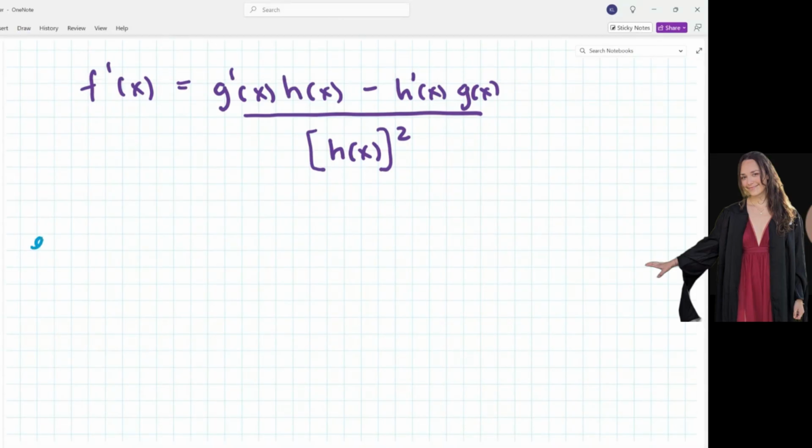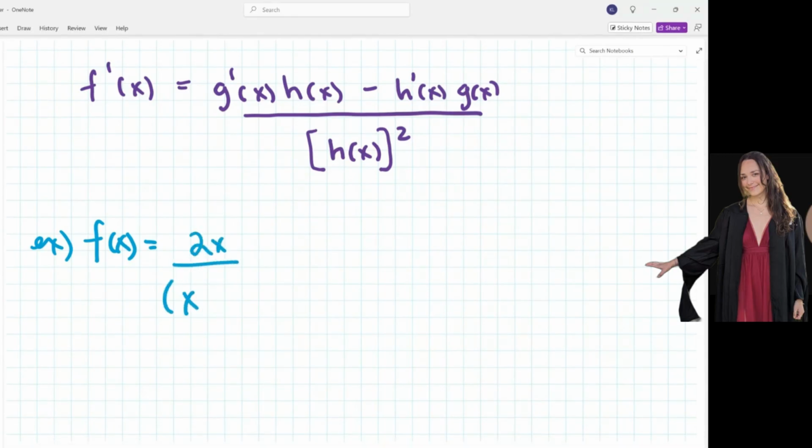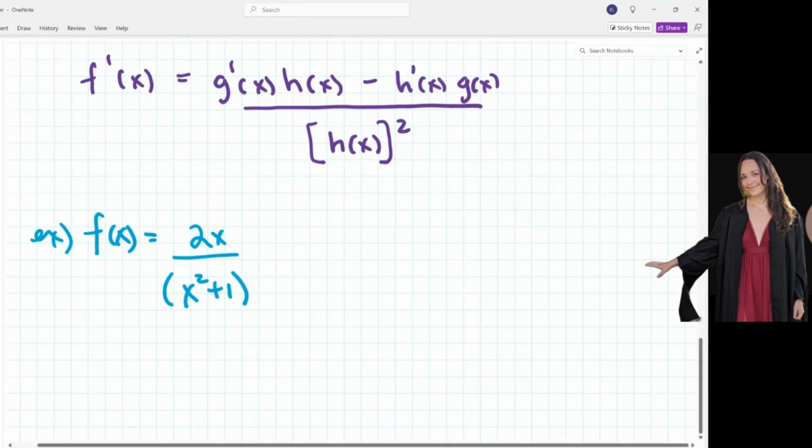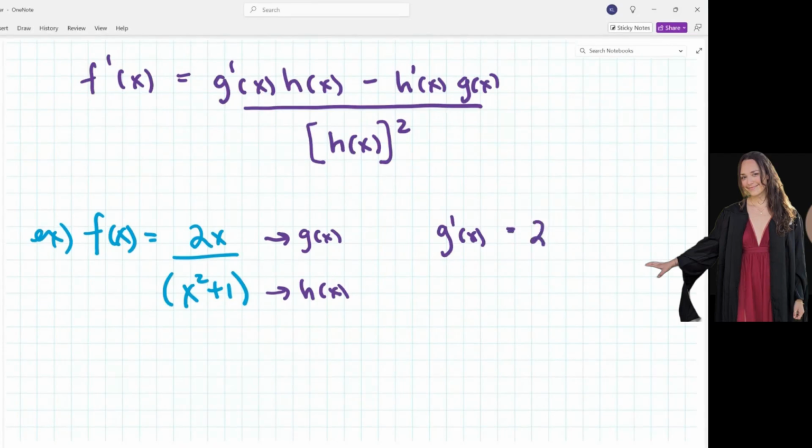So here, in this example, we have that f of x equals 2x over x squared plus 1. Now we'll do something similar. We can define that our function on the top over here is our g of x, the numerator, and then h of x is our denominator. Let's find the derivative of g of x. Using power rule again, we get that it equals 2. And then finding the derivative of h of x, we're going to use the power rule once more.